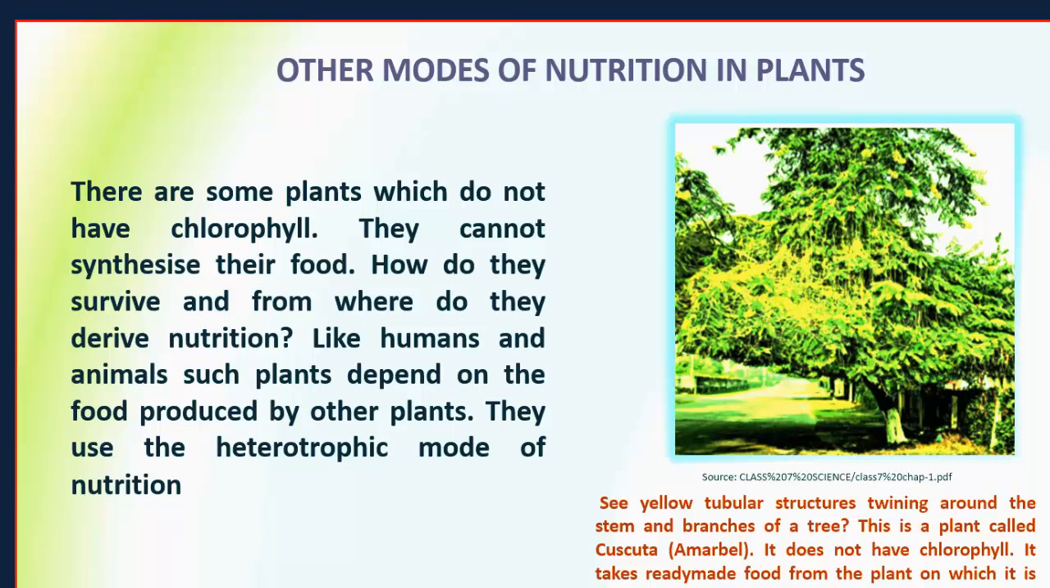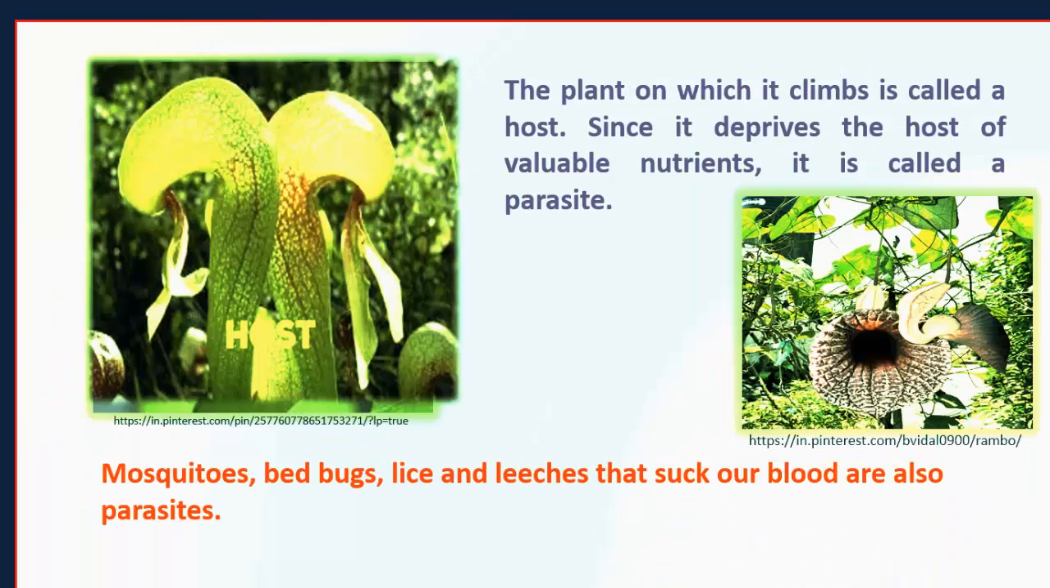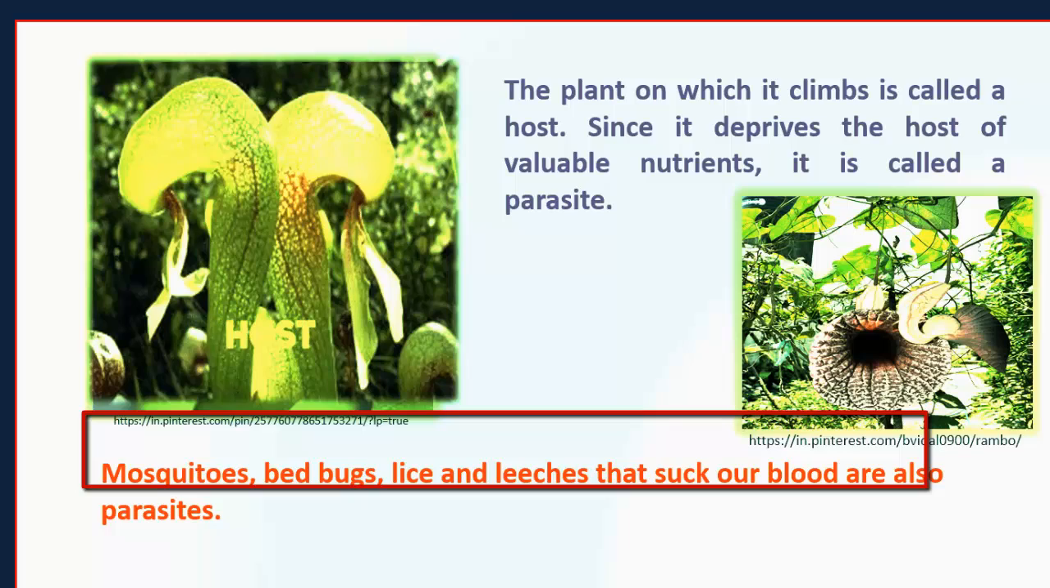Like in the picture, see yellow tubular structures twining around the stem and branches of the tree. This is a plant called Cuscuta or amarbel. It does not have chlorophyll. It takes ready-made food from the plant on which it is climbing. The plant on which it climbs is called the host. Since it deprives the host of valuable nutrients, it is called a parasite. Mosquitoes, bed bugs, lice and leeches that suck our blood are also parasites.